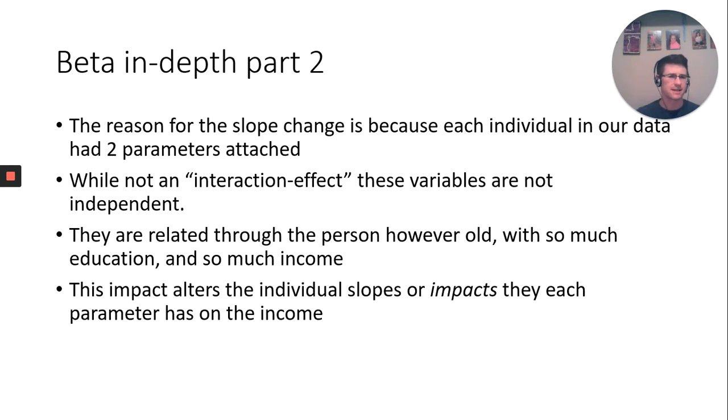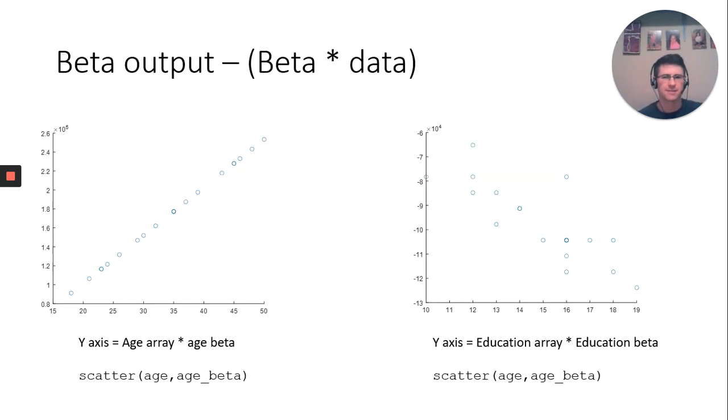So again, it's unlikely that it would go from positive to negative, I think, which again, I may have made a mistake along the way, but it will change. It's not going to be the exact slope that you receive just from the age put into the outcome, or income in this case. So this impact alters the individual slopes or impacts the way that each parameter has on income, if that makes sense.